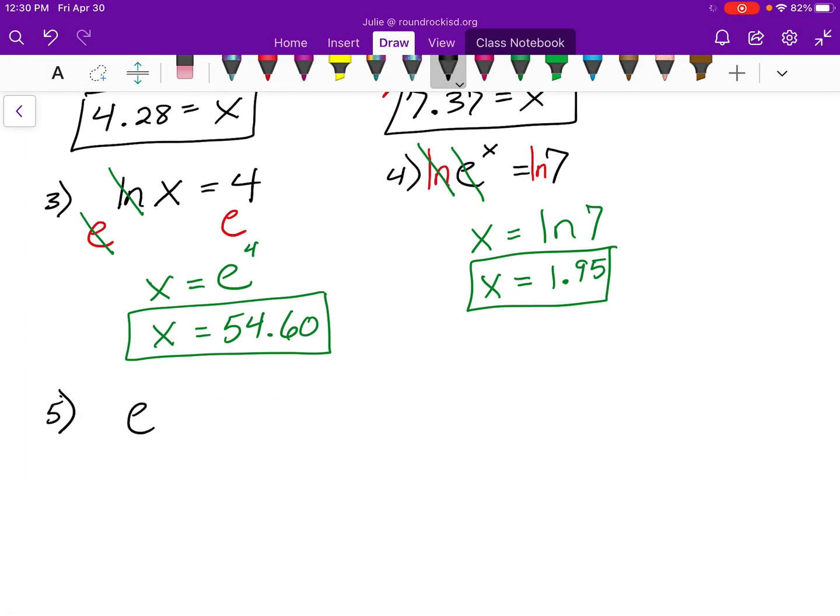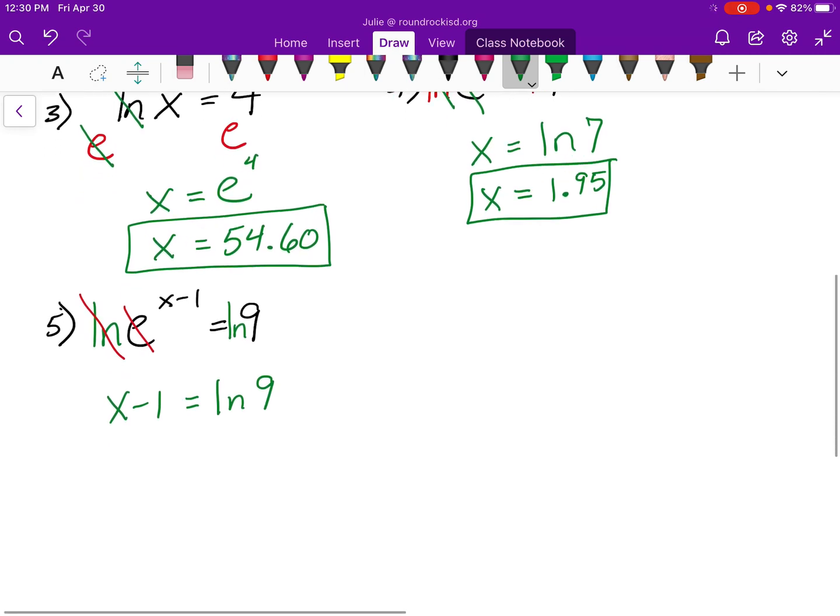Okay, we're going to do e to the x minus 1 equals 9. So let's try this again. The inverse of base e is log base e, which is natural log. So I'm going to put natural log in front of each of my sides. Then natural log and base e cancel out, and I'm going to have x minus 1 on the left and natural log of 9 on the right.